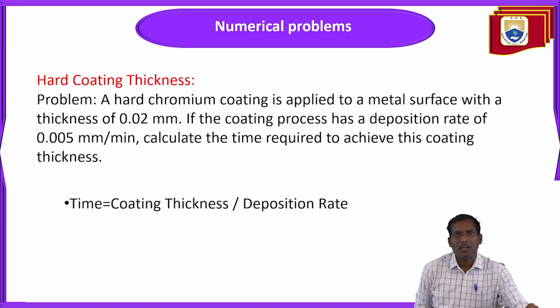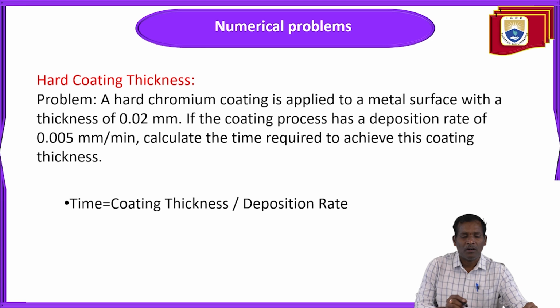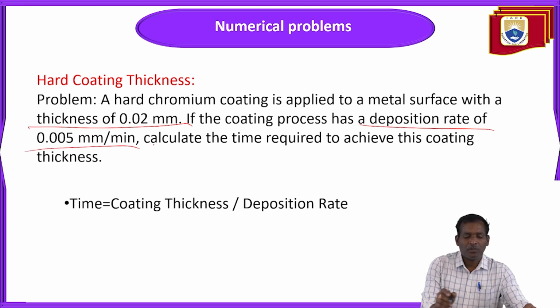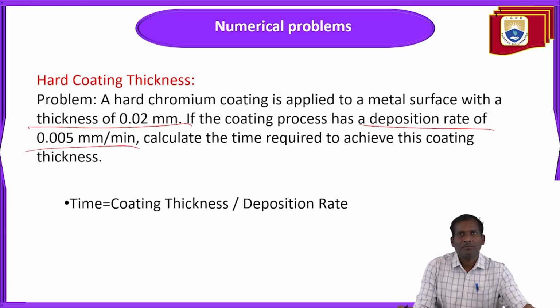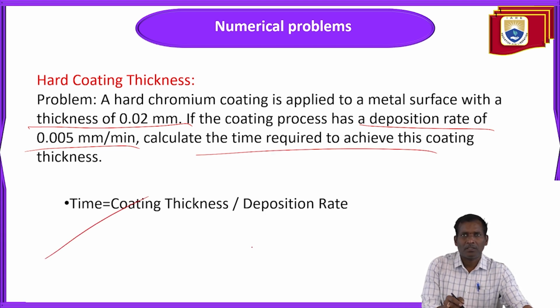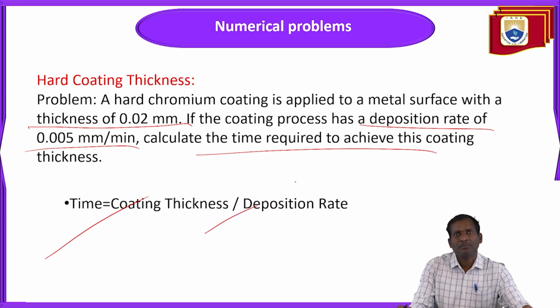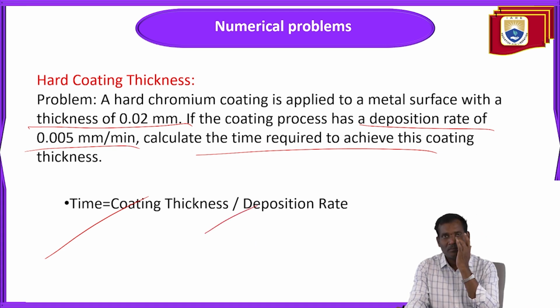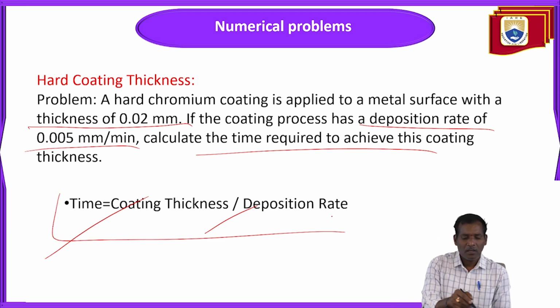Next, hard coating thickness. How do you calculate the thickness of the coating? A hard chromium coating is applied to a metal surface with a thickness of 0.02 mm. If the coating process has a deposition rate of 0.05 mm per minute, calculate the time required to achieve this coating thickness. So the time is coating thickness divided by deposition rate.